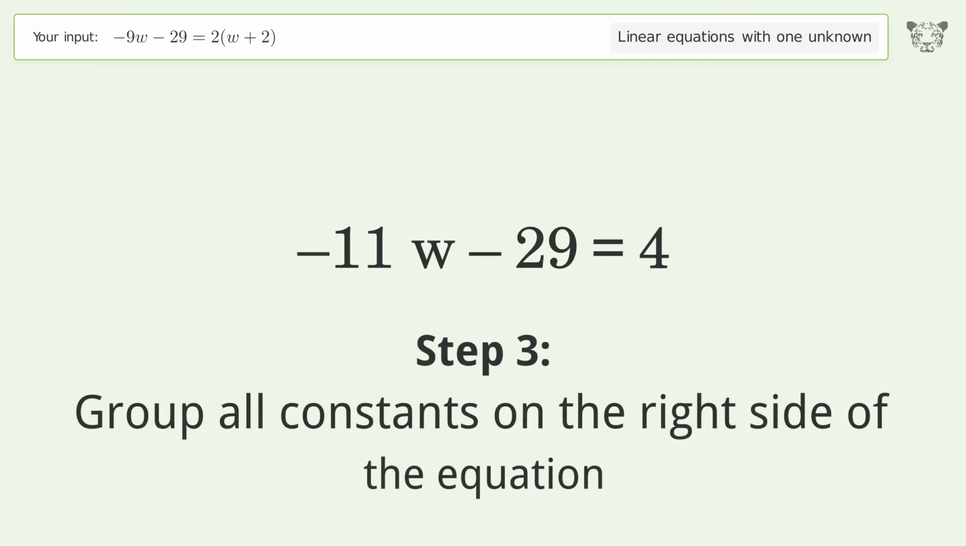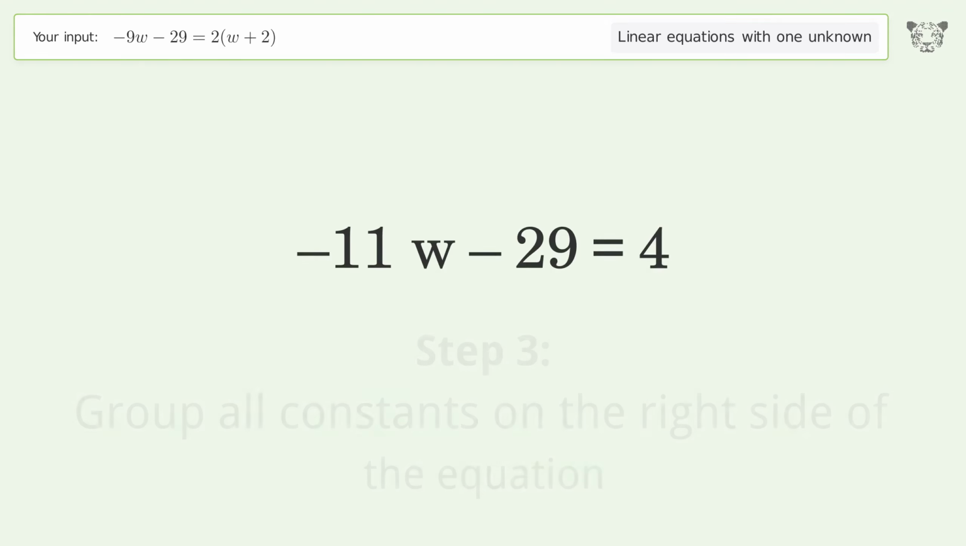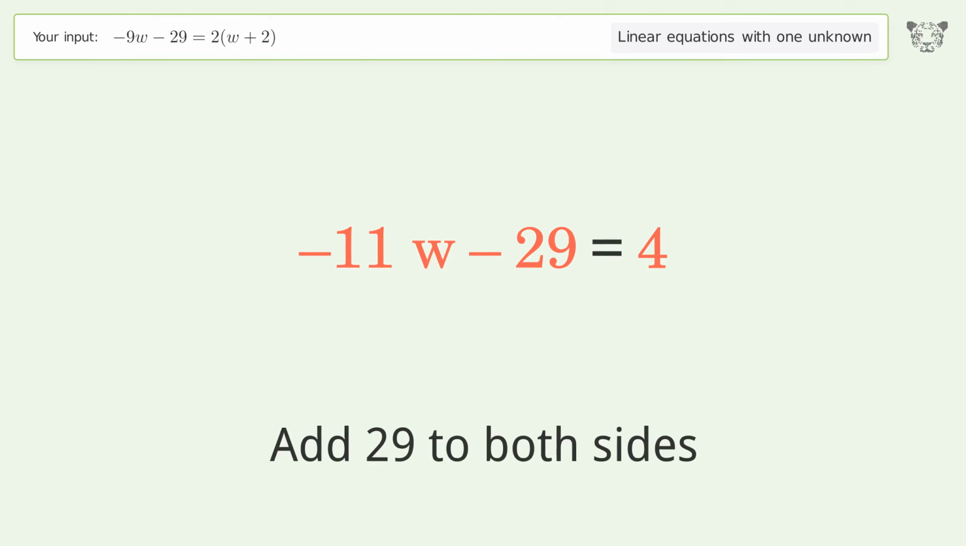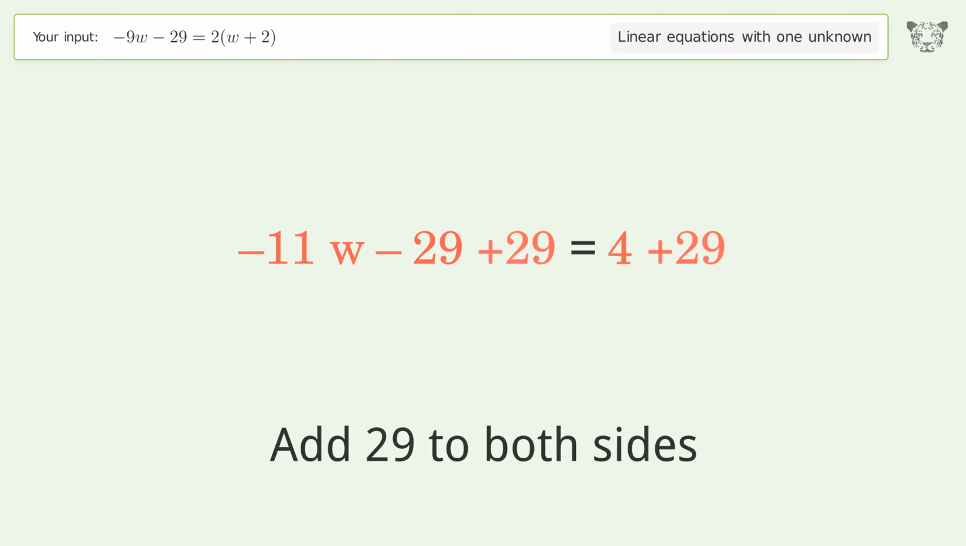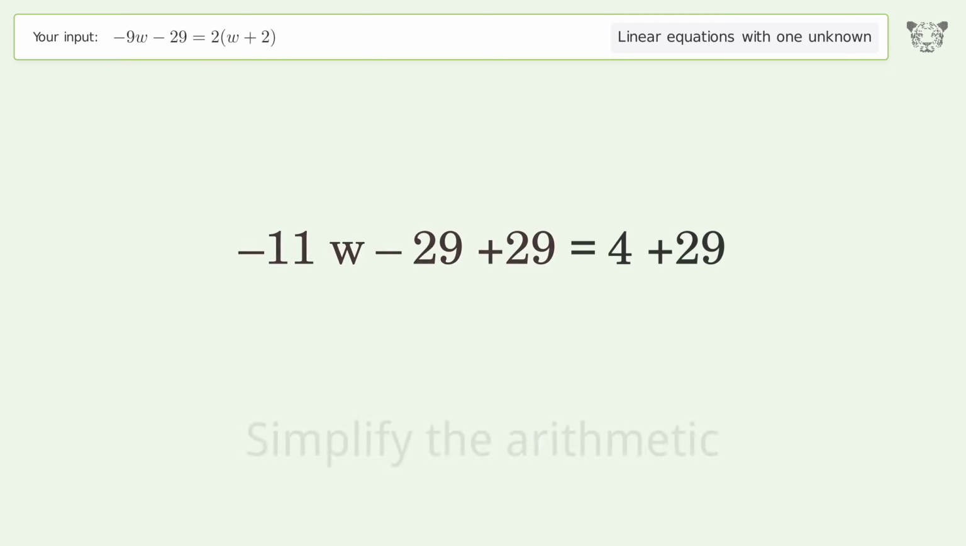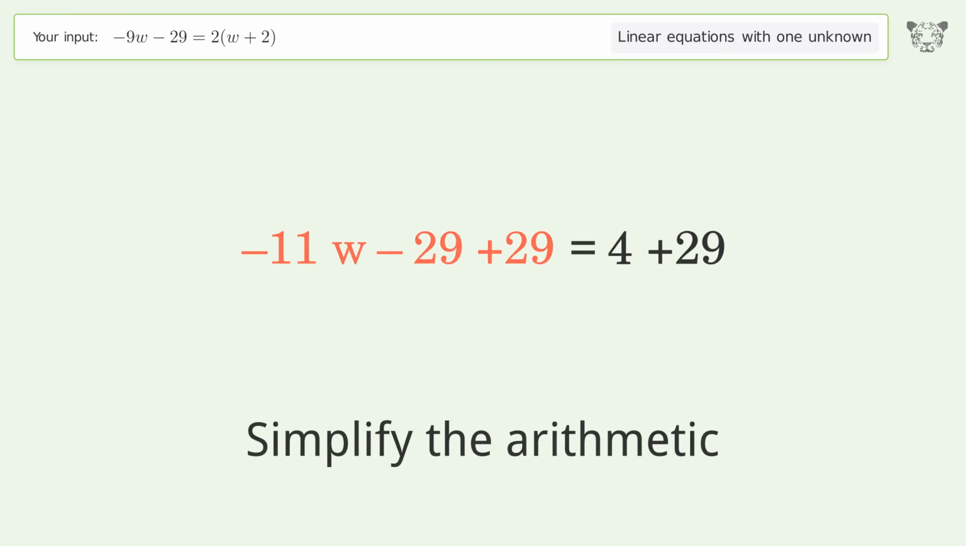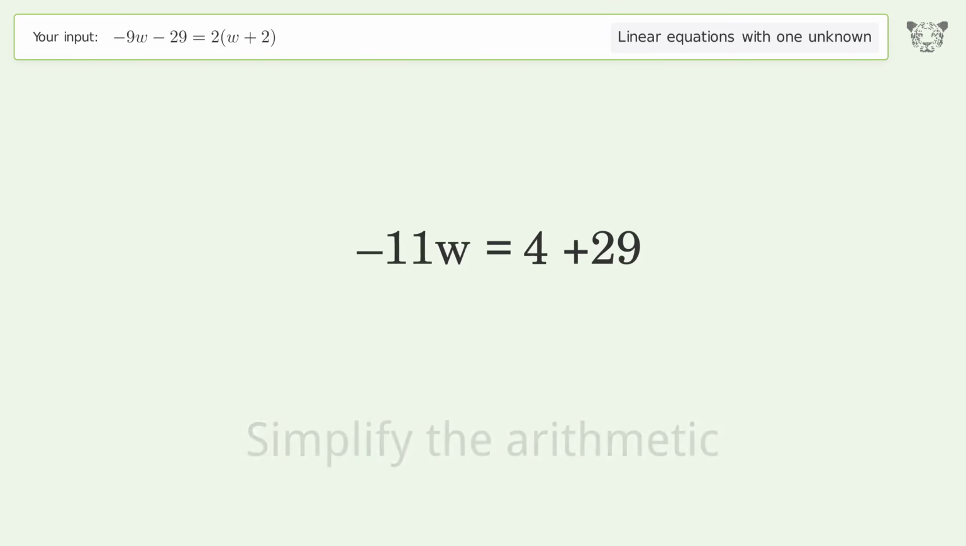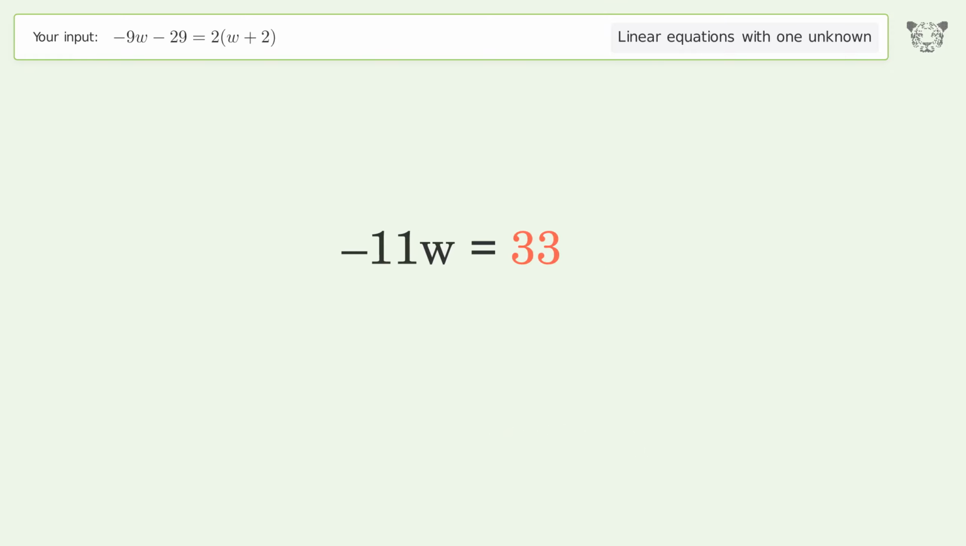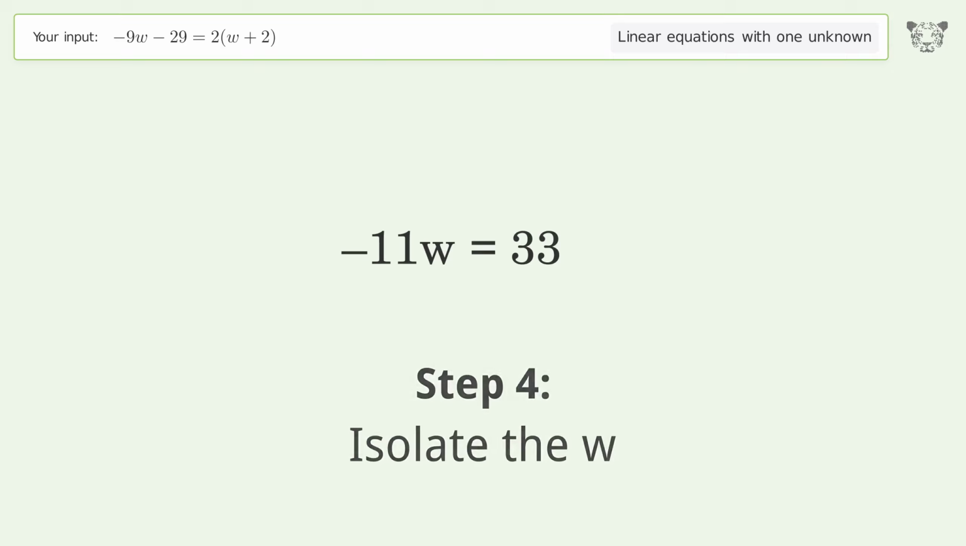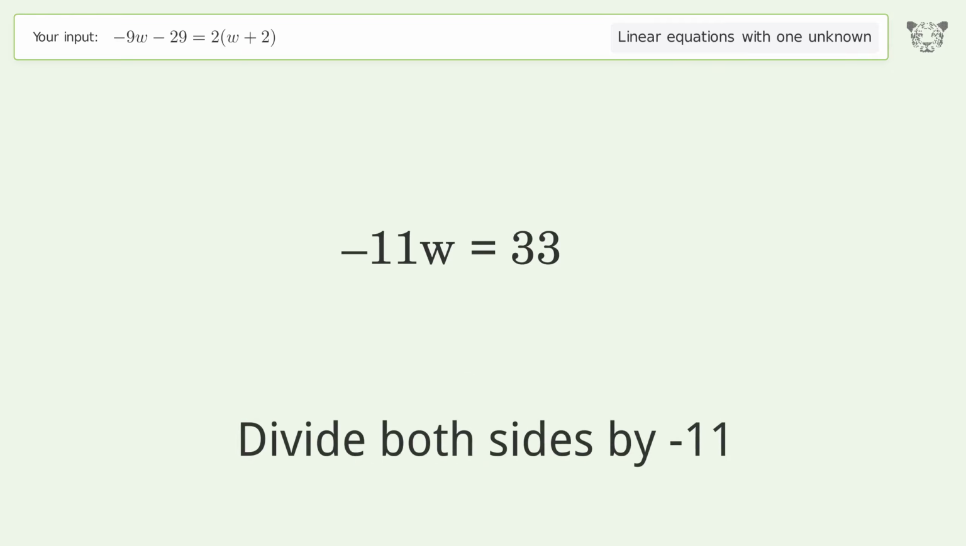Group all constants on the right side of the equation. Add 29 to both sides. Simplify the arithmetic. Isolate the w. Divide both sides by -11.